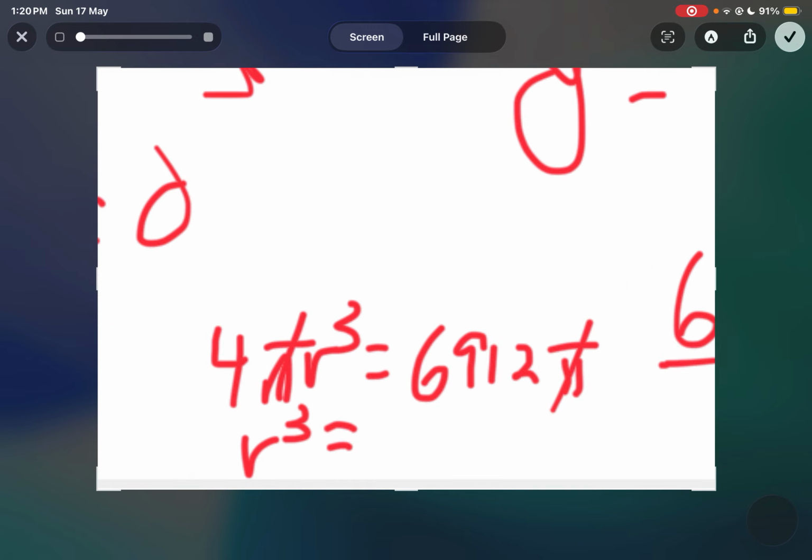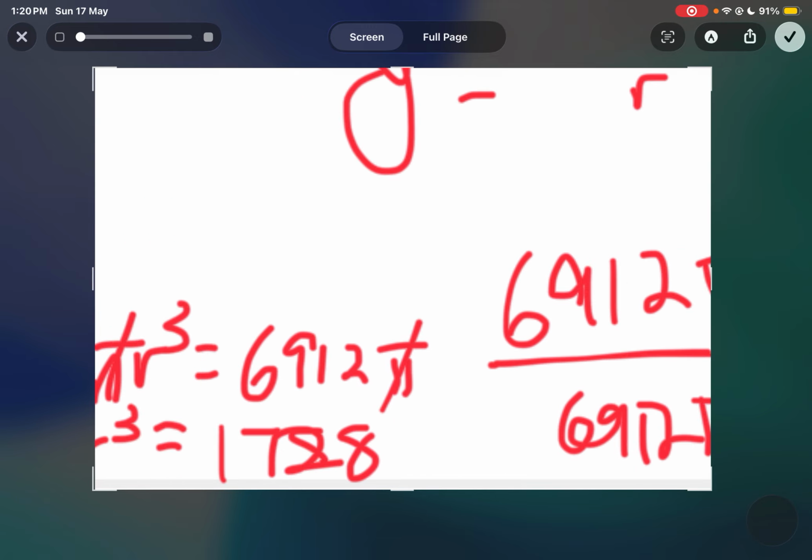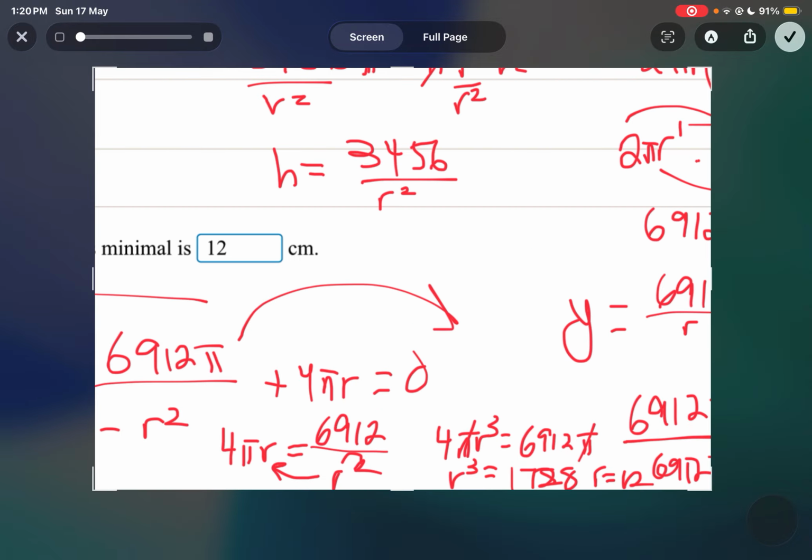Is 1728. So 1728. And then you do the cube root on your calculator. R will be equal to the cube root of 1728. You'll get 12. R will be equal to 12, as it says here. Okay.